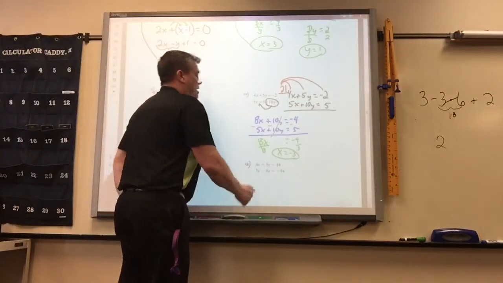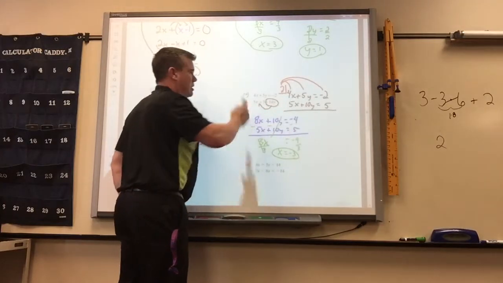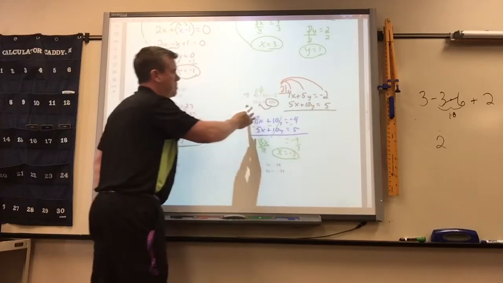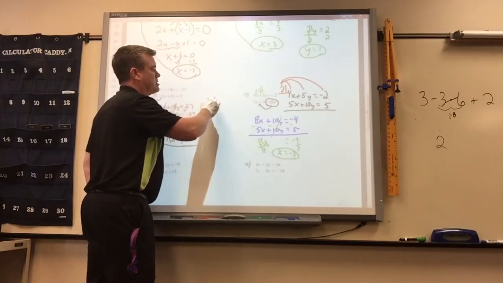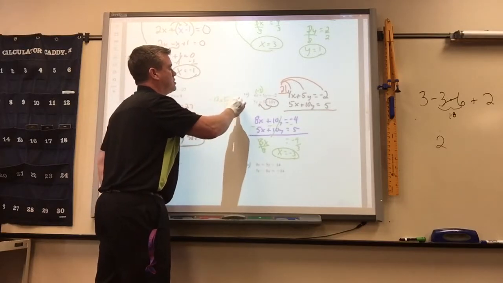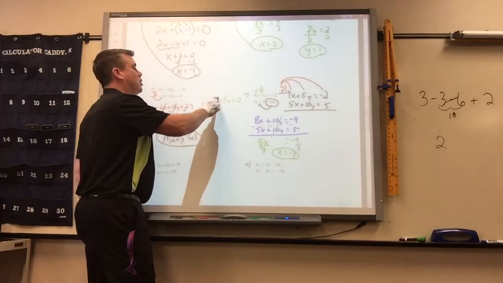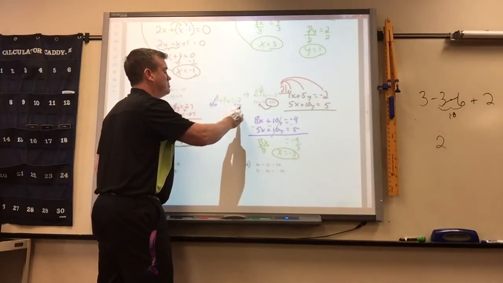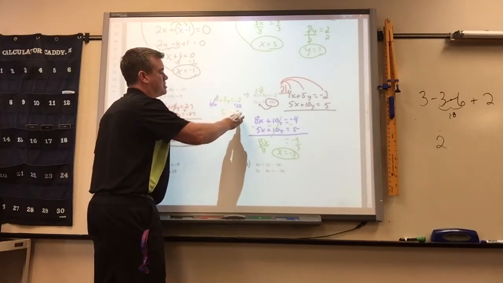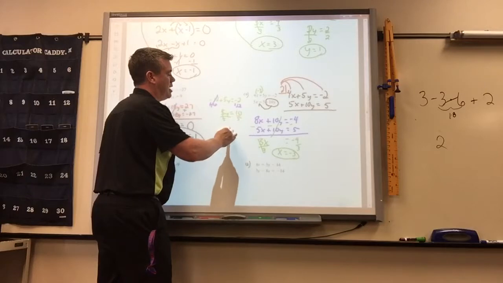So now I've got to plug that in either here or in these or in this. It doesn't matter. I'll just put it right here. 4 times negative 3 is negative 12 plus 5y equals negative 2. So solve it. Add 12. And you got 5y equals 10. Divide by 5 and you get y equals 2.